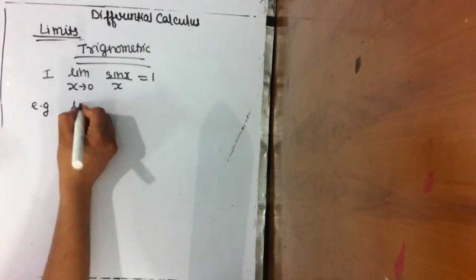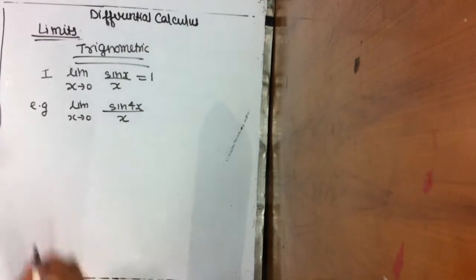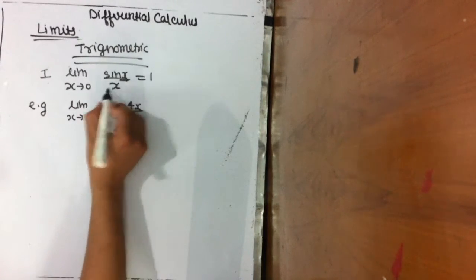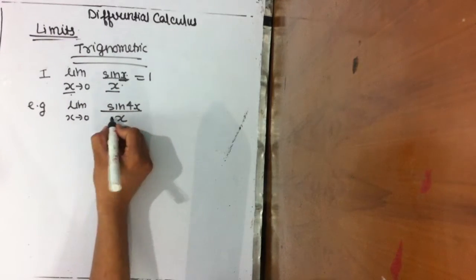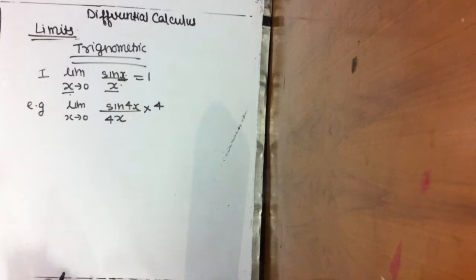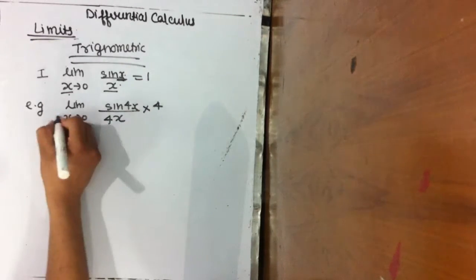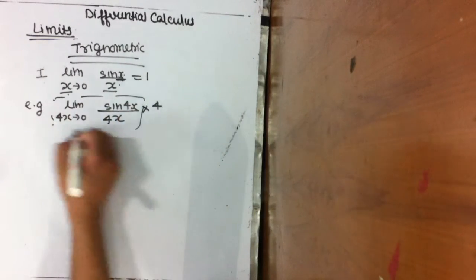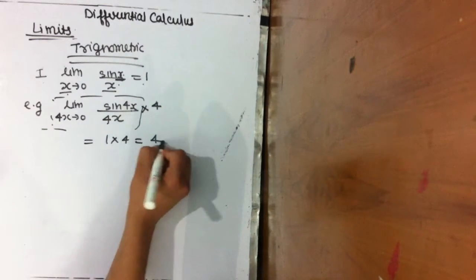For example, limit x approaches to 0, sin 4x divided by x. Now, as already given in the formula, these three values must be equivalent in nature. So we'll multiply the denominator by 4, therefore we'll multiply the numerator by 4 as well. Therefore, this 4x and 4x coincide with each other, and we'll multiply by 4 this side, so 0 into 4 is again 0. So this turned out to be our limit, whose value is 1. So the answer is 1 into 4, that is equivalent to 4.